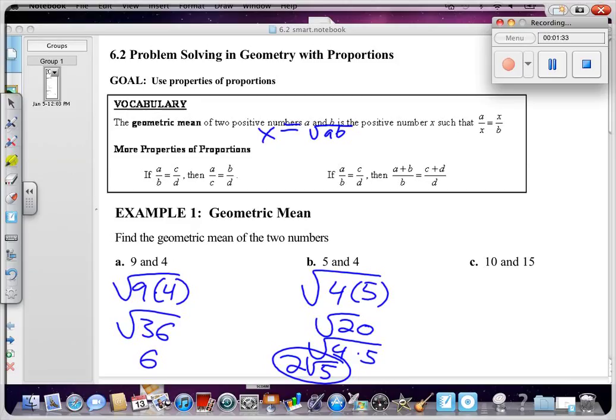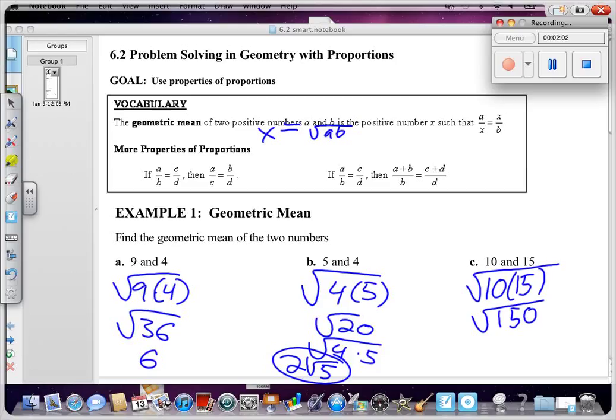Okay. We've got the square root of 10 times 15. That gives me the square root of 150. What two numbers can multiply together to 150 that gives me a perfect square? Well, let's talk about perfect squares. Perfect squares means when you multiply two numbers together, they give you something. So, let's see. 150, let's start with 4.